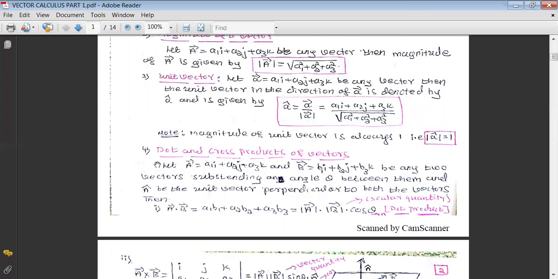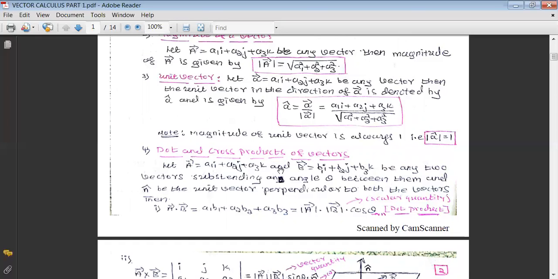Now first let us consider the dot product. Let a bar, that is a capital A bar, equal a1 i plus a2 j plus a3 k, and b bar equal b1 i plus b2 j plus b3 k, where a1, a2, a3 are the components of the vector A, and b1, b2, b3 are the components of the vector B, and i, j, k are the unit vectors along the coordinate axes.